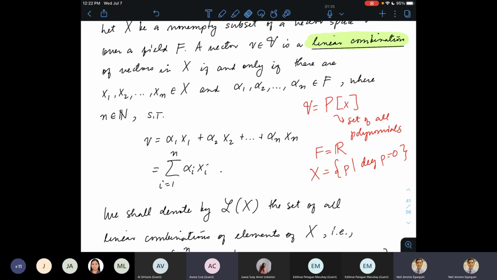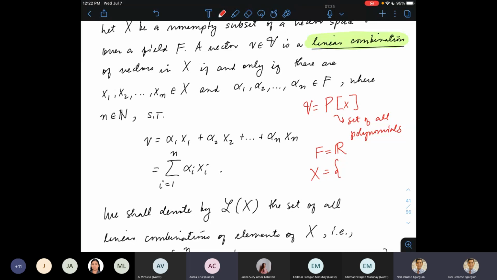So kaya hindi necessary na lahat ng vectors, lahat ng element ng vector space, can be written as a linear combination of any non-empty subset of V. So nagmamatter ano yung set X. So for instance, sige, wala palang point, tiningnan ko lang yung set of all degree 0 polynomials.